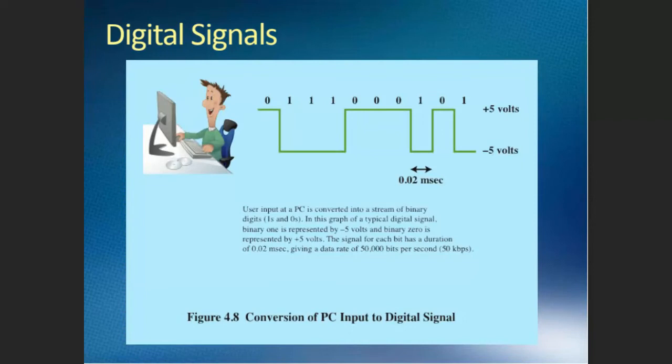By the way, it depends; sometimes the 1 is minus and the 0 is positive. Here, the 0 is positive 5. It can go straight down, straight up. Like that, it will jump. If you look here, the signal for each bit has a duration of 0.02 millisecond. You see the changes? We call them intervals. So each bit will stay for 0.02 millisecond. Then either it will repeat itself or it will change to another value.